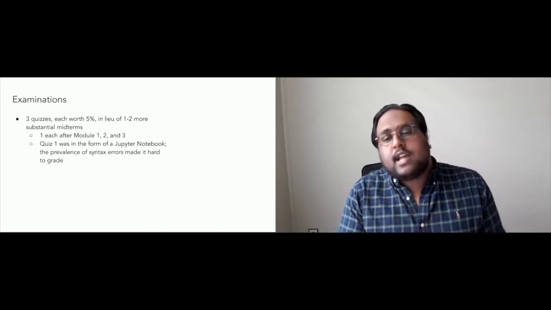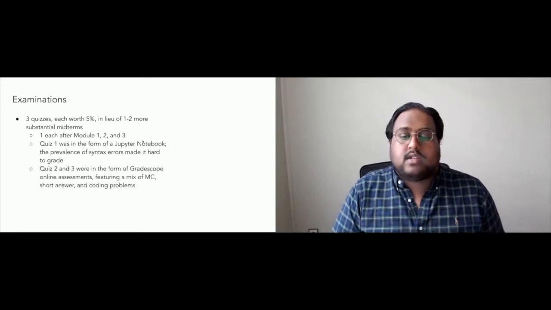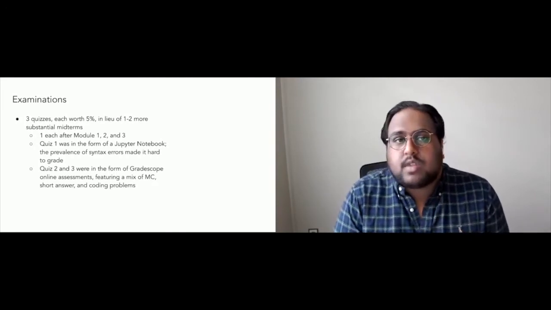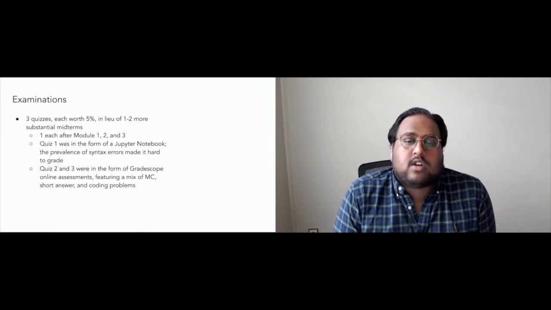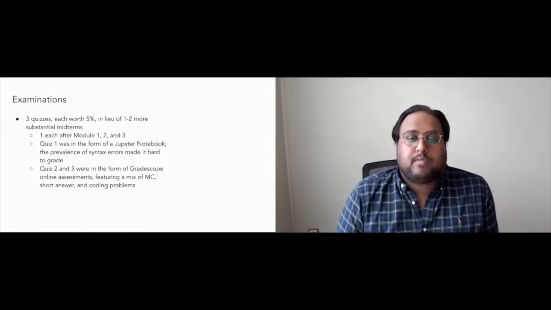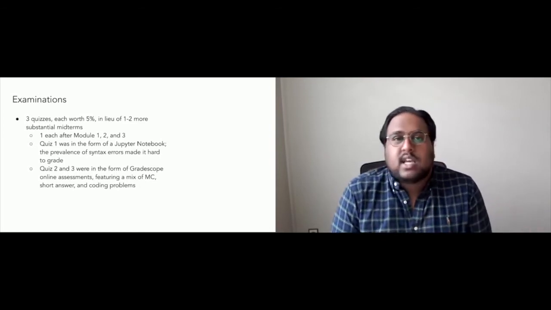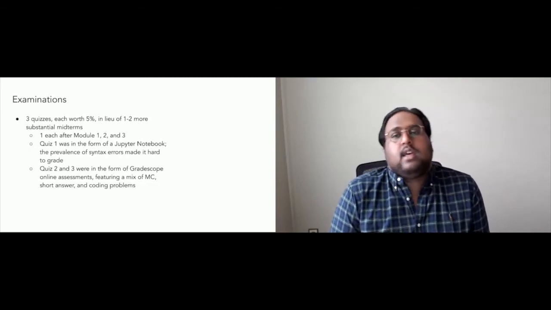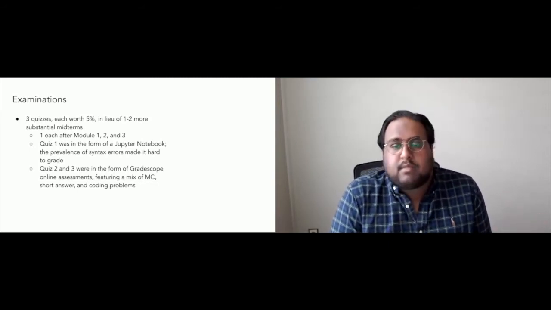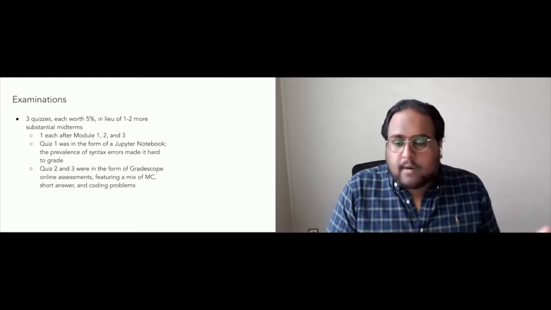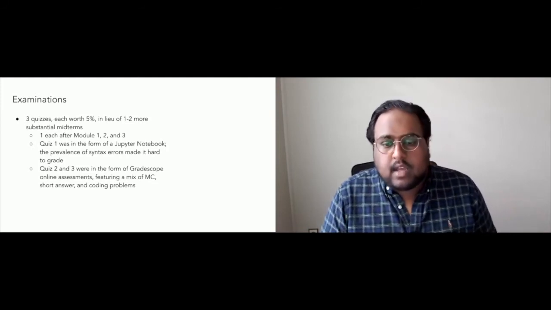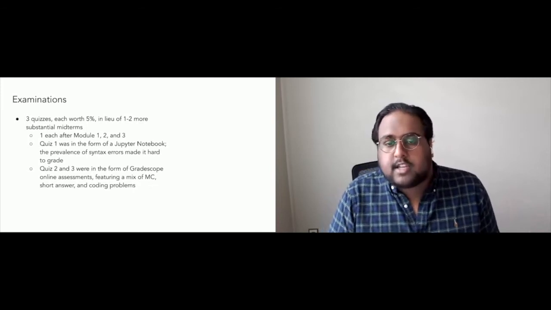And so we said, instead, moving forward for quizzes 2 and 3, we would do things with a Gradescope online assessment where we could easily give partial credit to coding problems, but also ask multiple choice and short answer questions. So we asked conceptual questions involving, what happens if you join these 2 tables, or what happens if you pivot these 2 tables, where students had to type in a number or give an explanation. We used Gradescope online assessments for that.